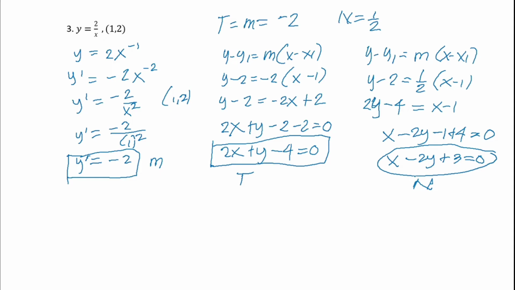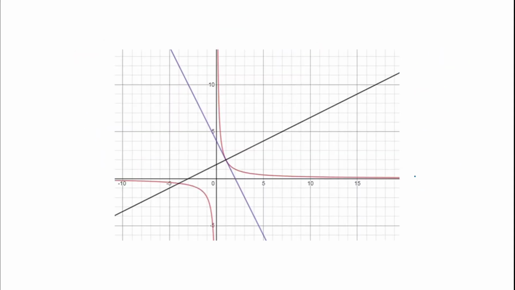So let's proceed. This is the graph, by the way. This is the graph for this problem. Here, this is our x minus 2y plus 3 is equal to 0. And this line is our graph for 2x plus y minus 4 is equal to 0. So this is our tangent and this is our normal. Okay, so that is for number 3.